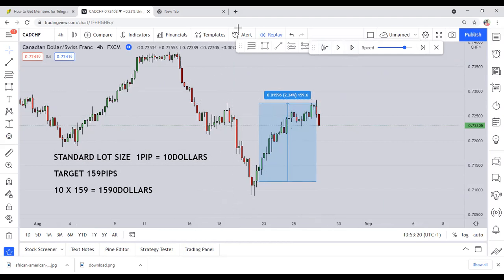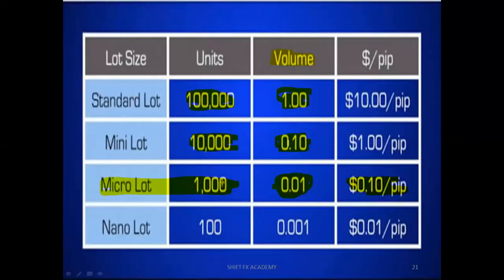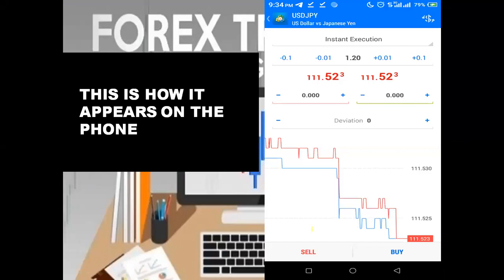You can relate that to other lot sizes. If you use one mini lot, where you make $1 for a pip, you would have made $159 from that trade. If you use one micro lot, you would have made approximately 15 point something dollars from that trade. All right, so that's that for the lot sizes.